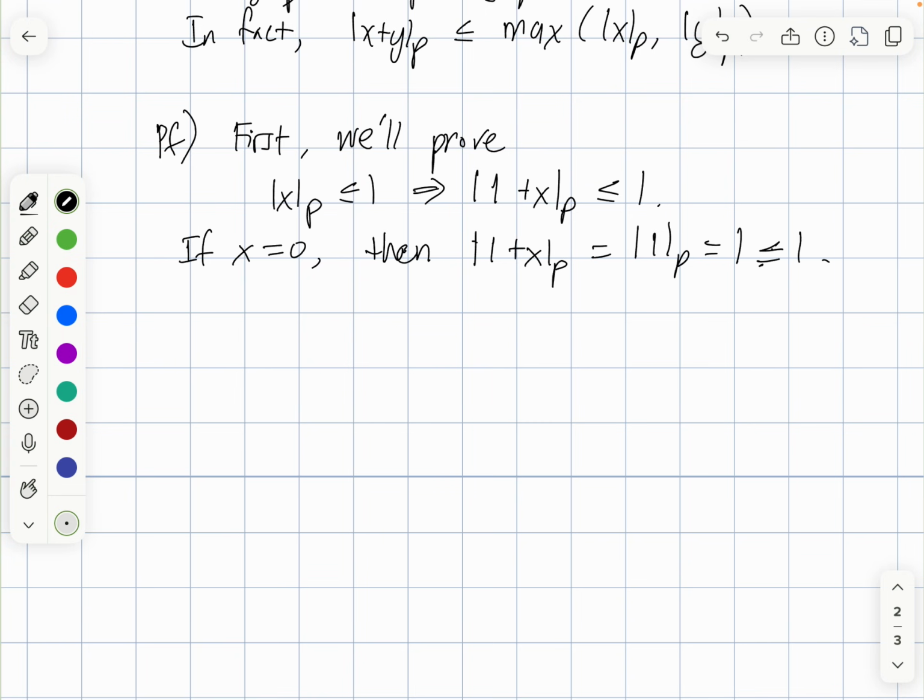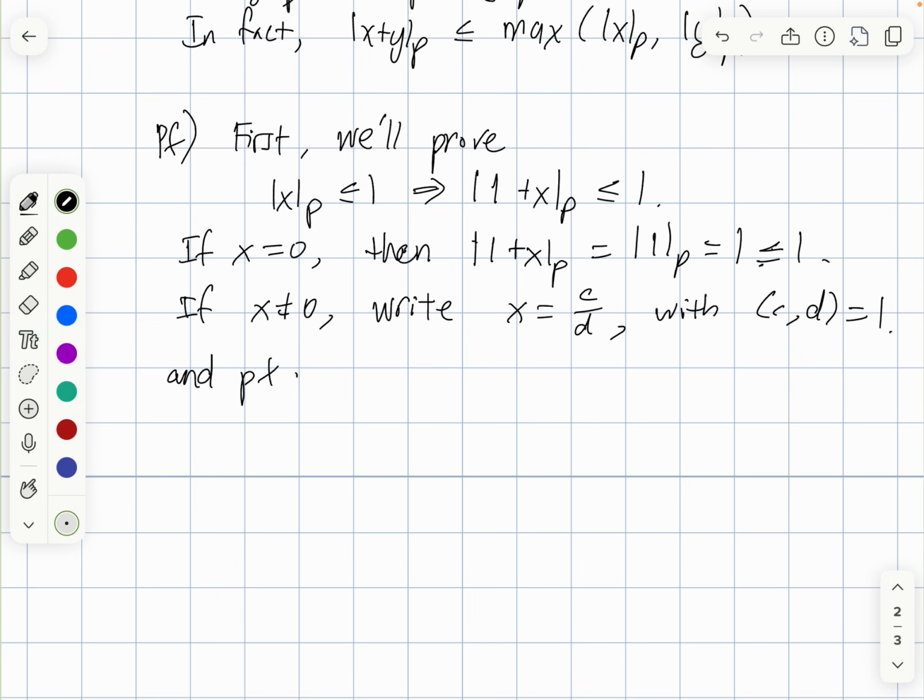All right, so suppose that x is not 0. Well, you can write it in the form C over D with C and D coprime, so the GCD of C and D is 1, and p not dividing D. The reason for that is that the p-adic absolute value of x is less than or equal to 1, so it must be 1, p to the minus 1, p to the minus 2, p to the minus 3, etc. And so in particular, when you write it as a fraction, by dividing out powers of p, you can assume that p does not divide D.